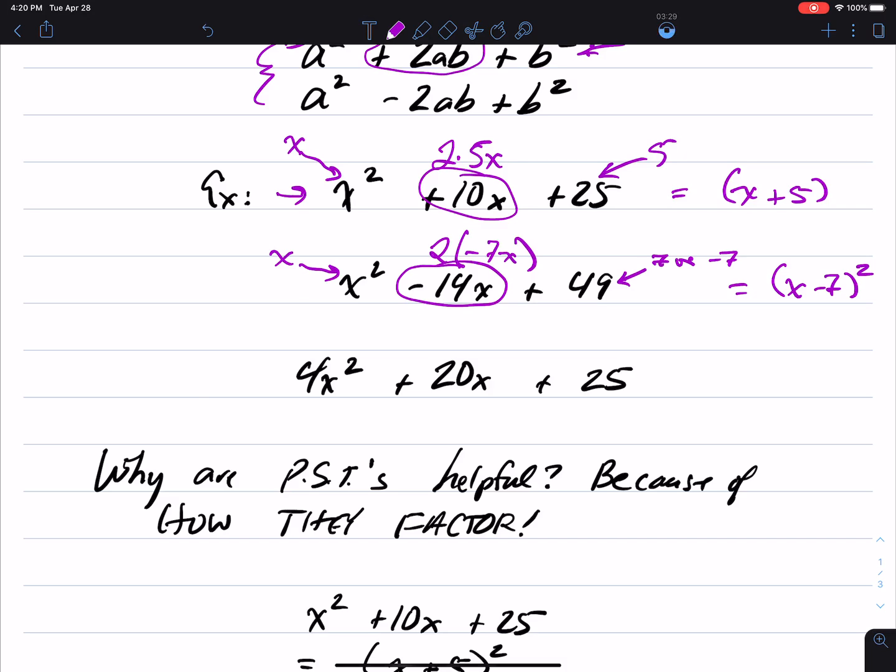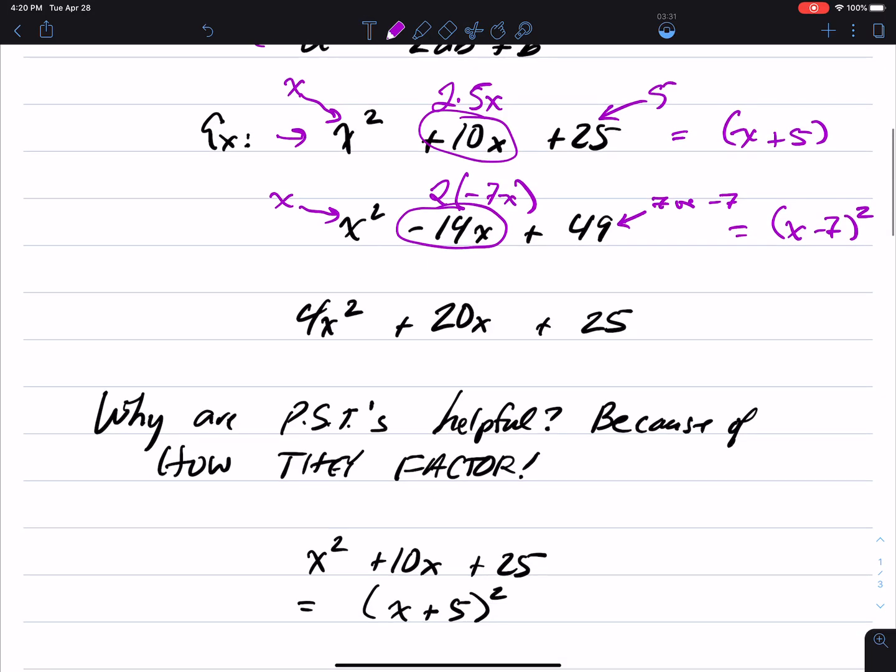Even something a little larger, like 4x squared plus 20x plus 25, could also be a PST. Let's take a look at the first term. Is that a square? Yes. What's its root? 2x. Let's take a look at the third term. What's its root? 25's root is 5. And if you double the product of 2x times 5, which is 10x, you get your 20x in the middle. So how does that PST factor? It factors as 2x plus 5 squared.